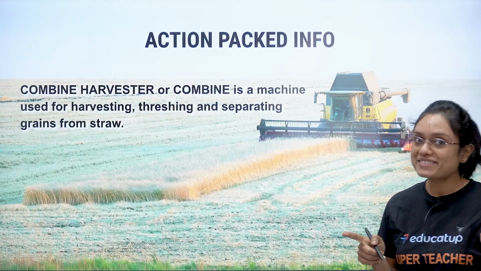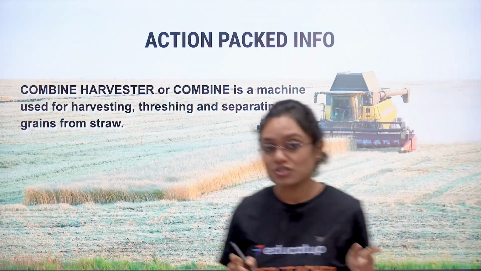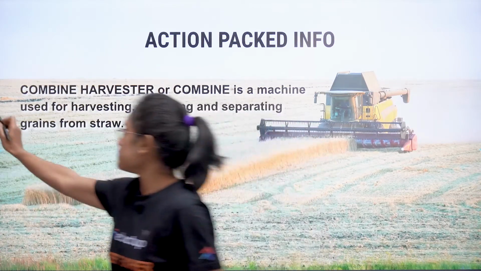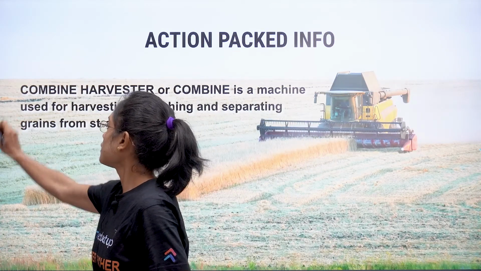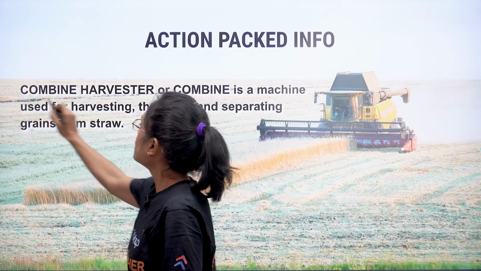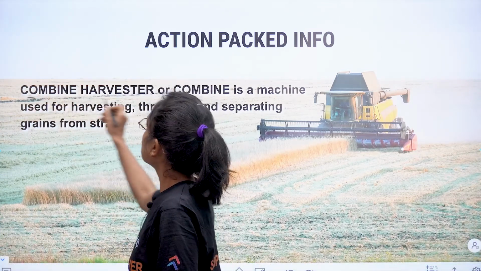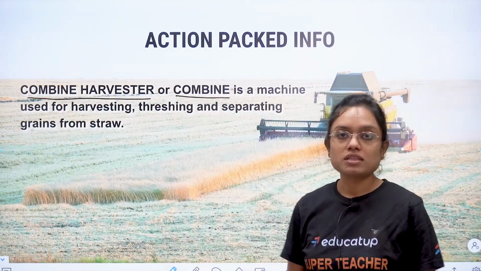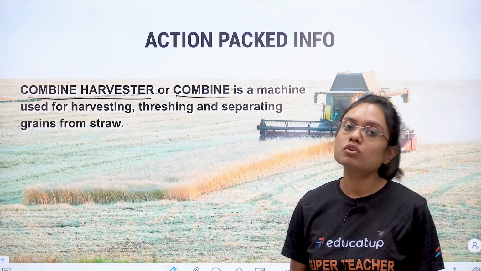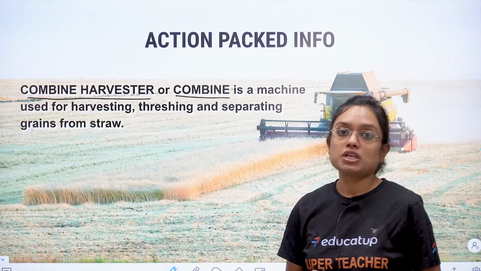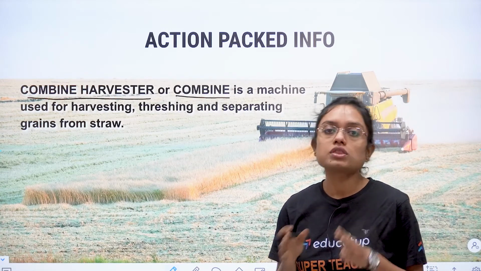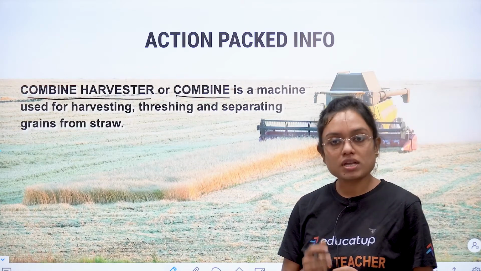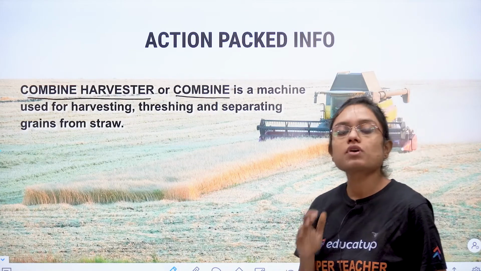Some action-packed info, guys. Very important and pay attention. It's really very important. Combine harvester or combine. See, this is the name of the machine, combine harvester or also known as combine. This is a machine which can do three works or three purposes at the same time. It can do harvesting, threshing and separating grains from the straw.